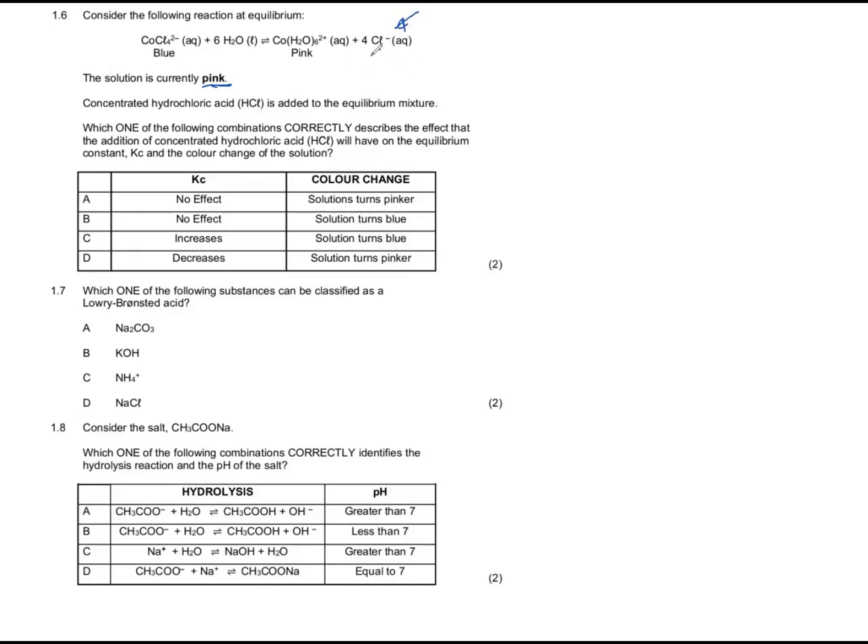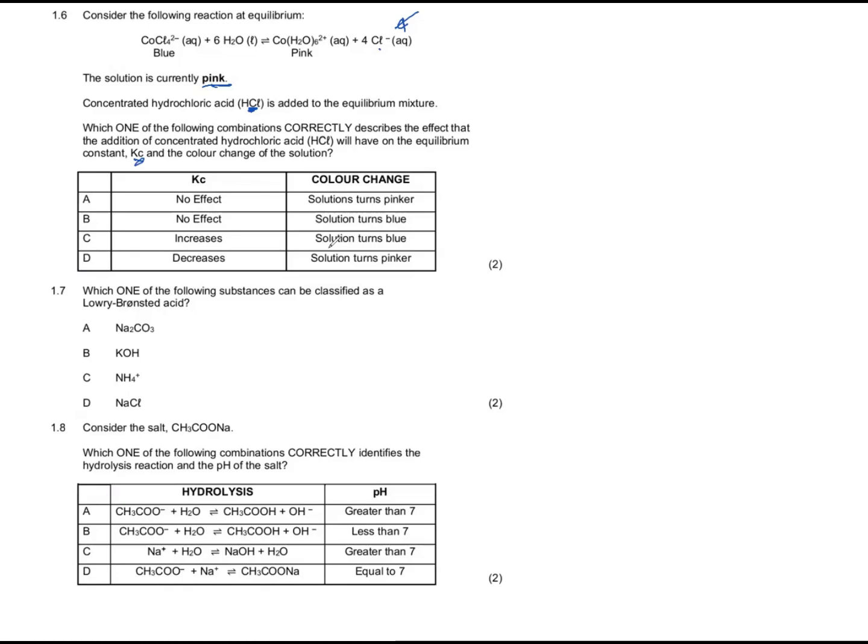If you bring back your spectator ion H, you can see that by adding the concentrated hydrochloric acid, you are actually increasing the concentration of the Cl minus ion. Which one of the following combinations correctly describes the effect that the addition of the concentrated hydrochloric acid will have on the equilibrium constant Kc and the color change of the solution?